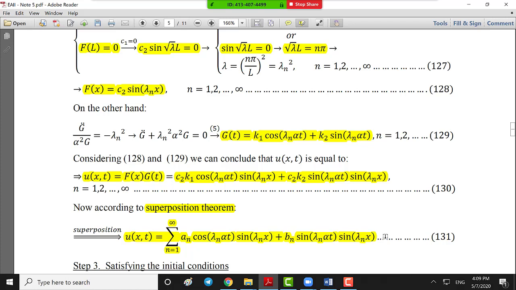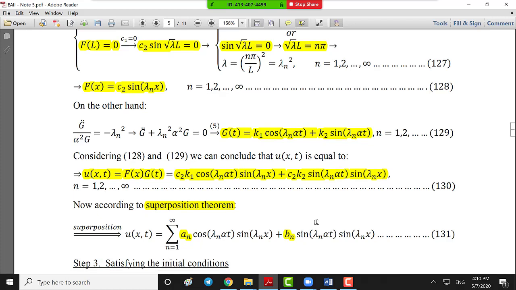Now, what else do we need to do here? In this equation, which was the solution at the end of step 2, there are two sets of undetermined constants. The first one is an and the second one is bn. How do we determine these undetermined constants? Using the initial conditions. Now, we had two initial conditions, if you remember. One of them was the initial position, and the other one was the initial velocity.